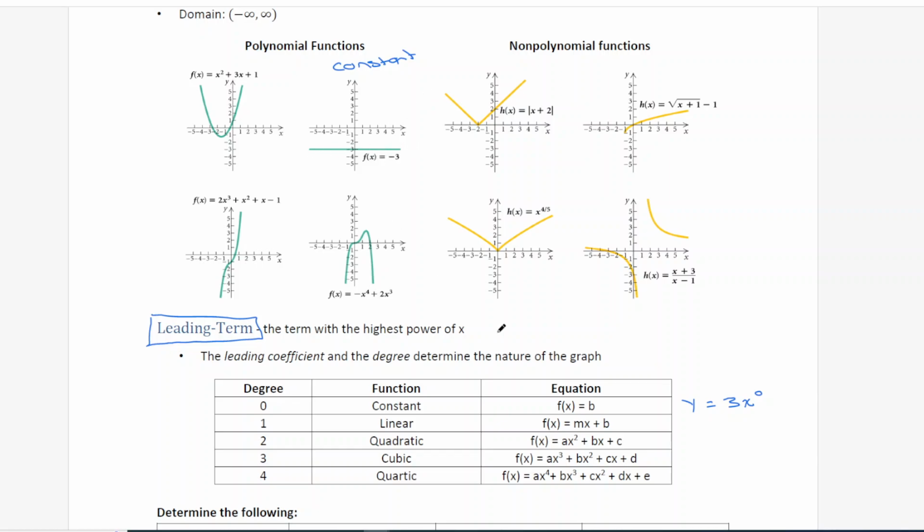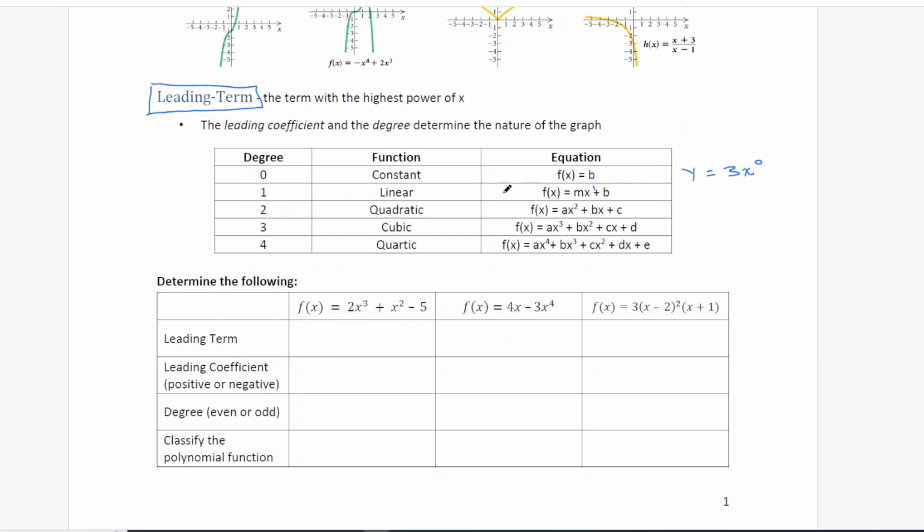It's a straight line. If the highest exponent on x is a 1, we're looking at a linear function. I can scroll up. If we are looking at the highest exponent being 2, it's a quadratic. If the highest exponent is a 3, it's a cubic. And if the highest exponent is 4, it's a quartic function.